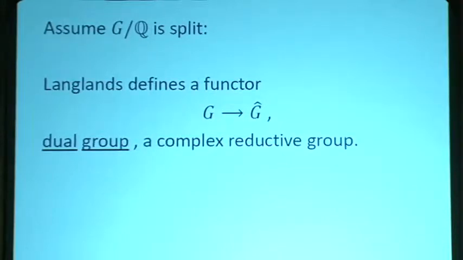From G to G hat, called the dual group, it's a simpler object, a complex reductive group. And the dual group, if I'm arguing by analogy with Fourier transforms, then the irreducible representations of the additive group of reals are the exponentials, e to the x times lambda, x being the variable in the reals, and lambda, well, we could take it to be a complex number parameterizing an irreducible representation.